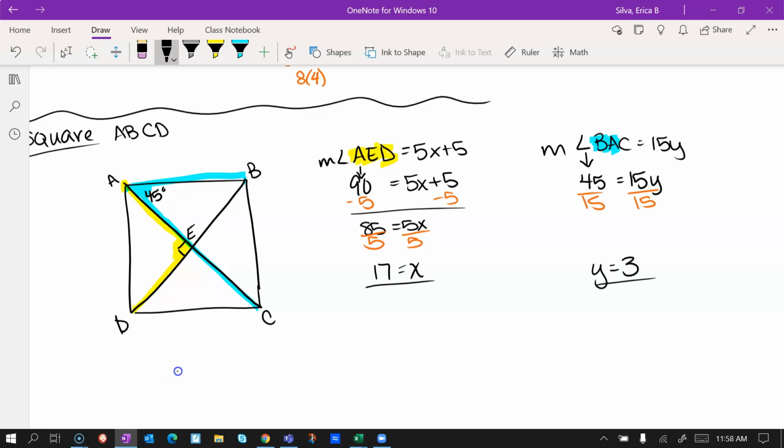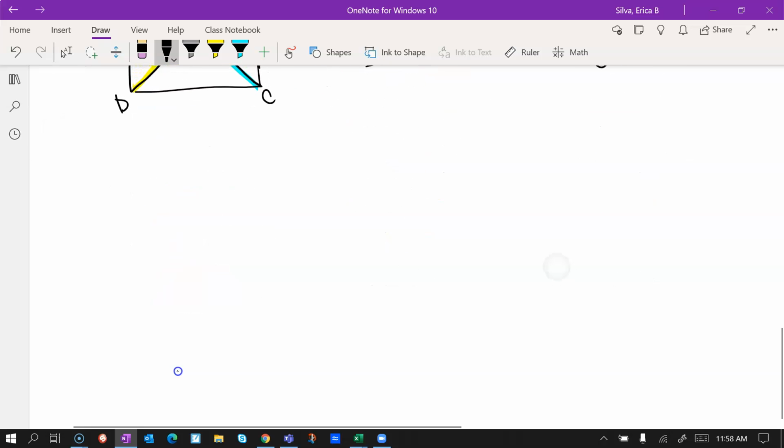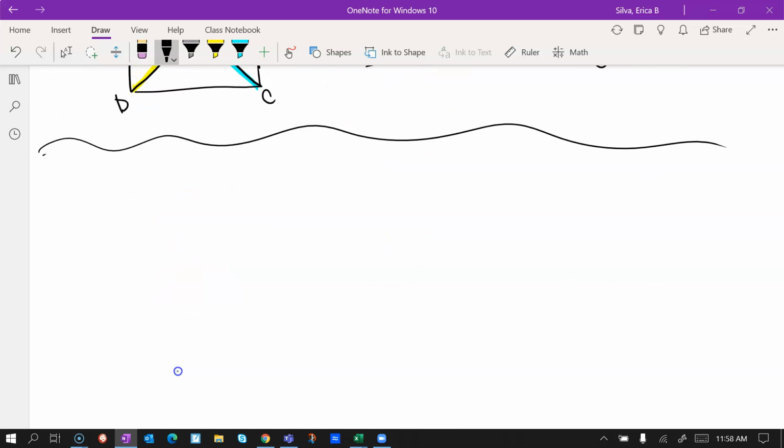Any questions on squares? All right, let's go ahead and go to rhombuses.